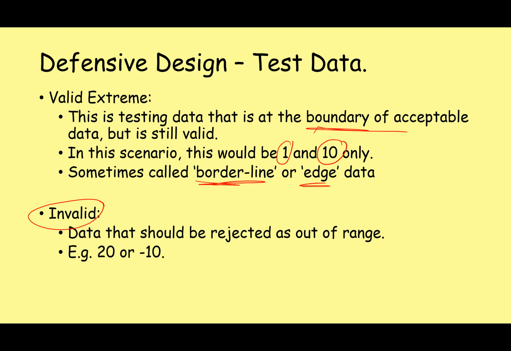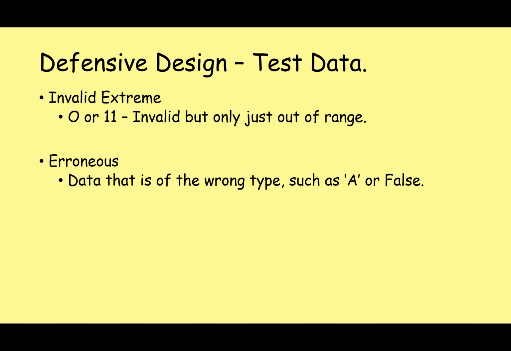Invalid, well, this is data that should be rejected as out of range. So for example, in our program, 20 and minus 10 are clearly out of range and would be suitable test data for this. It should be rejected by our program. Invalid extreme is invalid, but only just out of range. So in our scenario, 1 and 10 are valid extreme, therefore 0 and 11 would be invalid extreme. They're just past that border.